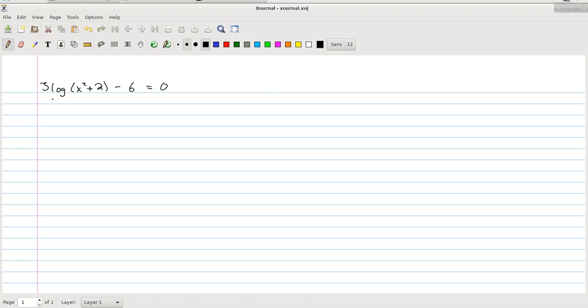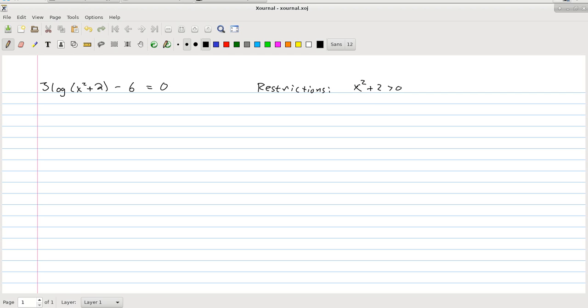Solve for x. 3 log of x squared plus 2 minus 6 equals 0. Let's first find any restrictions so we know whether or not to reject our final answers. Remember, you need to make sure that there's no negative or zeros inside the log, so we need x squared plus 2 to be greater than 0.